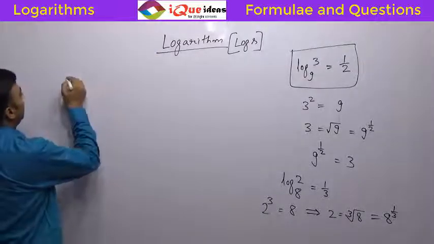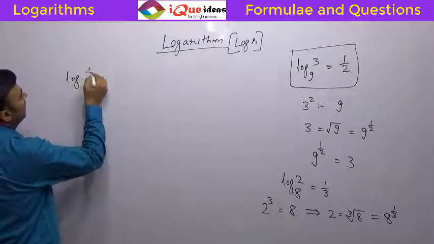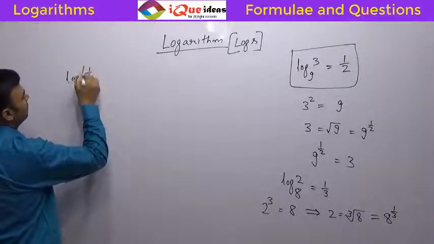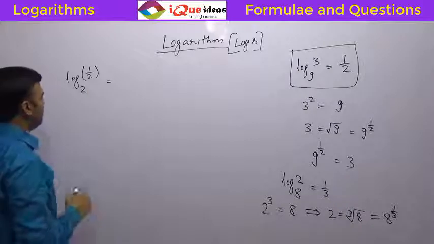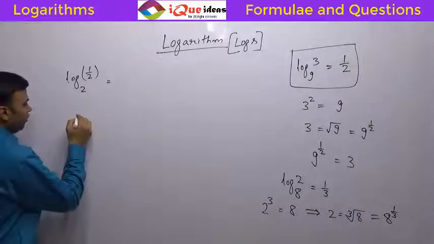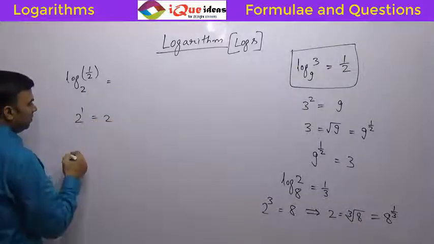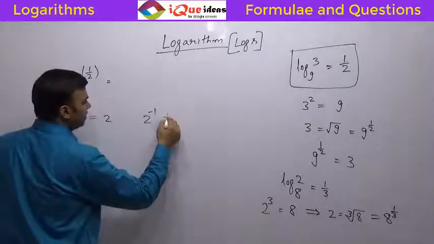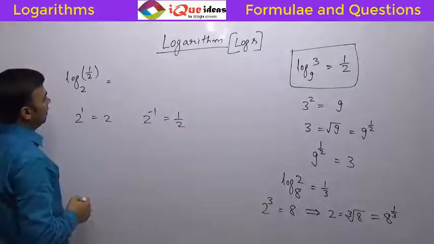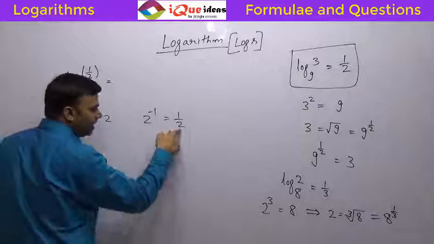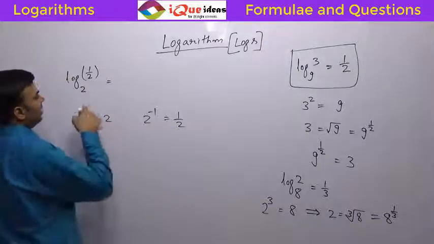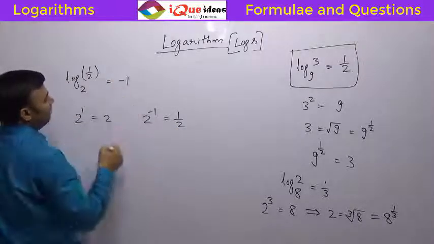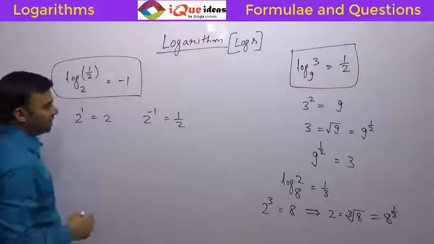Suppose we have log of 1 by 2 to the base 2. How much is this? Now how do we do this? Let's see. We know 2 to the power 1 is equal to 2. We know 2 to the power minus 1 is equal to 1 by 2. Alright. And we have to find log of 1 by 2 to the base 2. Now that will be equal to minus 1. So the power is minus 1.